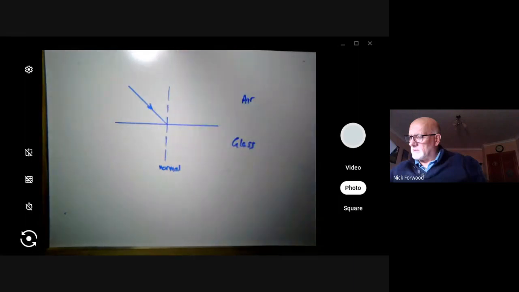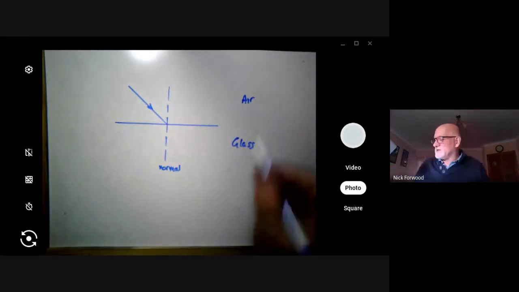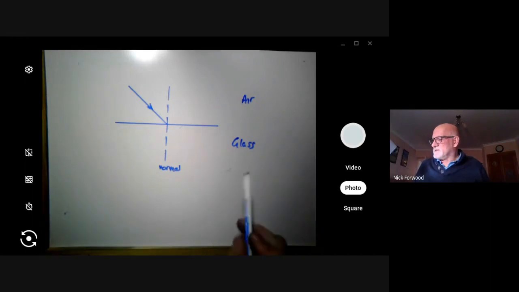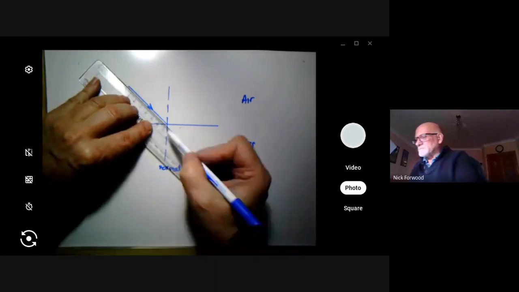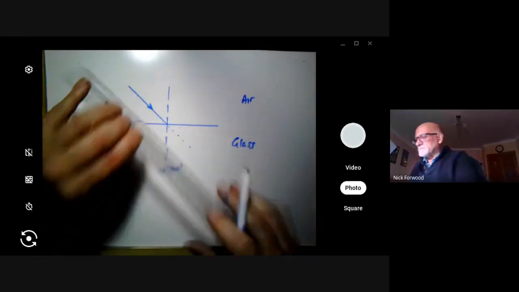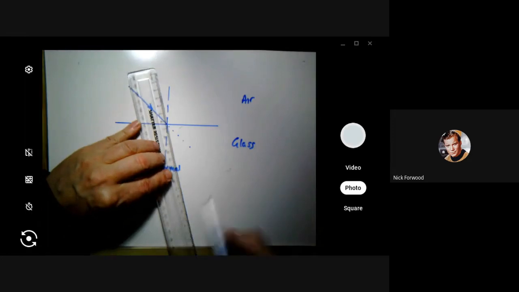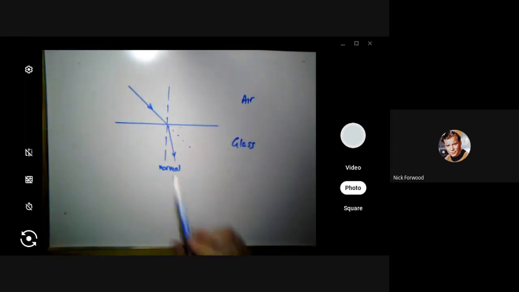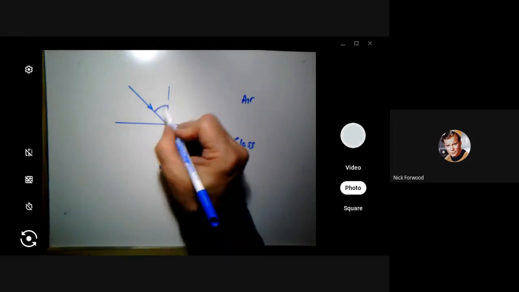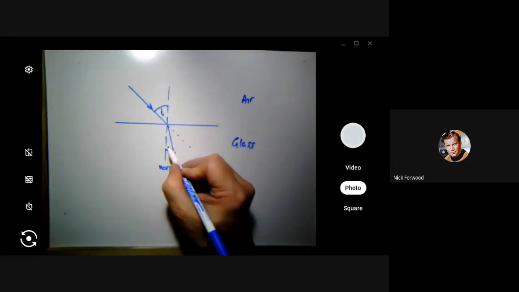I'll have my beam of light coming in here like that. There you go. What's going to happen as it goes from air to glass, it slows down and bends. Which way does it bend? It bends towards the normal. So instead of going straight on, it doesn't do that. It's going to come down here like that. And this is my angle of incidence, and this is my angle of refraction, like that. Okay, so I'm going to label that I, and I'm going to label that R.